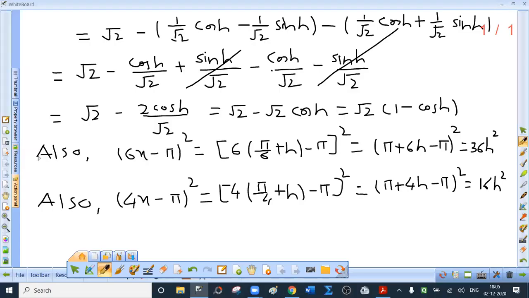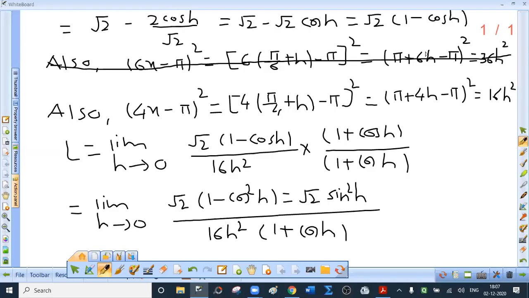I'm sorry. Actually, this is not right. Please cancel this. This is not the original denominator. It is not 6x minus pi square. It is 4x minus pi bracket square. So it will not be 36h square. It will be what? 16h square. Right. So L equals limit h tends to 0, root 2 into 1 minus cos h upon 16h square.